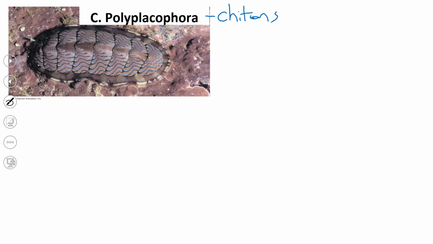These are chitons, not to be confused with chitin that makes up the cell wall of a fungus, because it has an O in it instead of an I. Totally different. We'll look at some of these in lab. They have an 8-plate shell body.